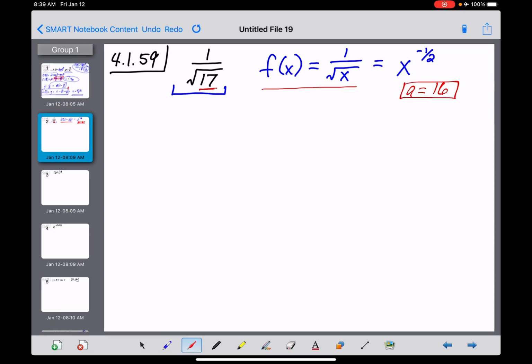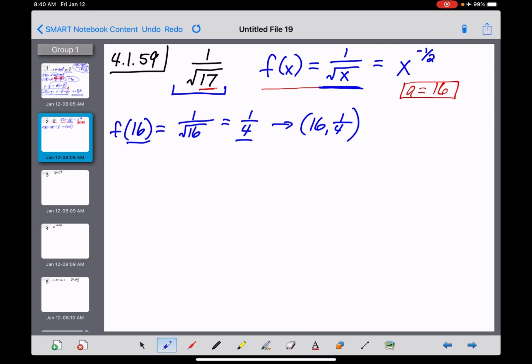So at this point now, it becomes a problem just like in that earlier section. We're going to need the value of f of a, which for us is going to be f of 16. So I'm going to put 16 into this function, 1 over the square root of 16, and we're going to end up with 1/4. So that is our point of tangency, (16, 1/4). And if you'd like to write that out, you can, just to have it in one spot. Okay, there's your point of tangency.